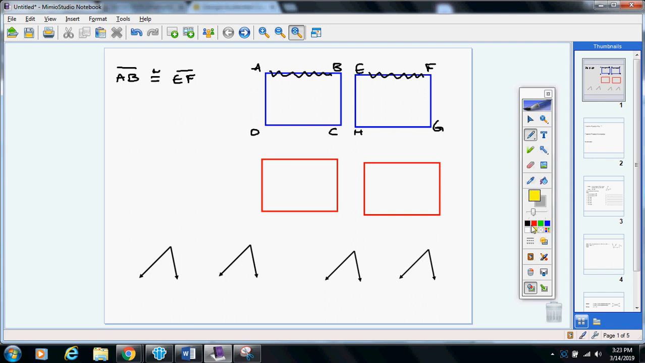So notice that when I'm using the two segments, I've got a line segment over them to name them, and I have a congruency symbol. There's no numbers attached. I don't know what the length is, but I know that they are the same.